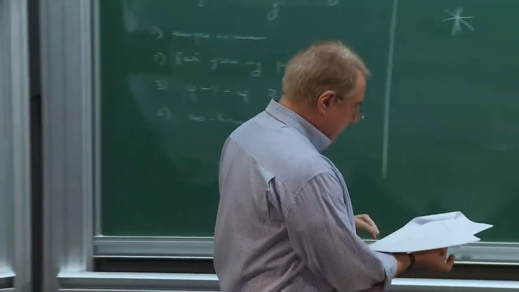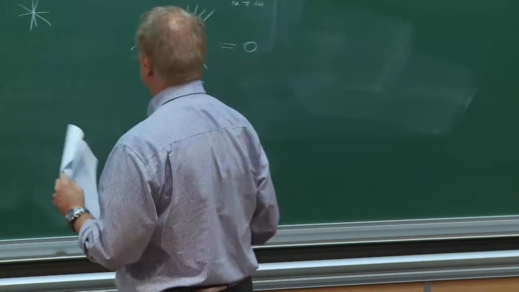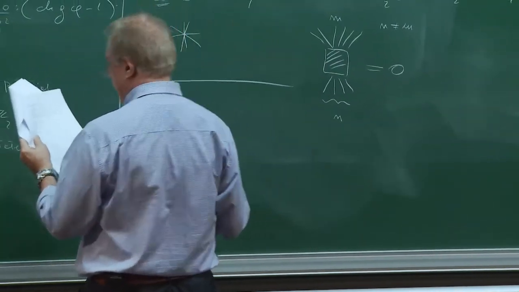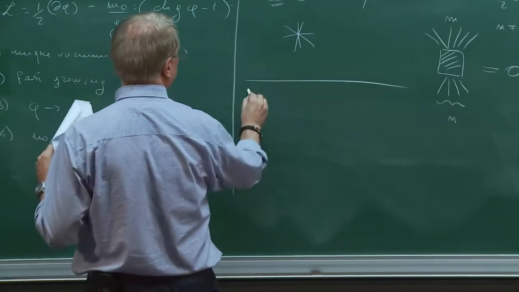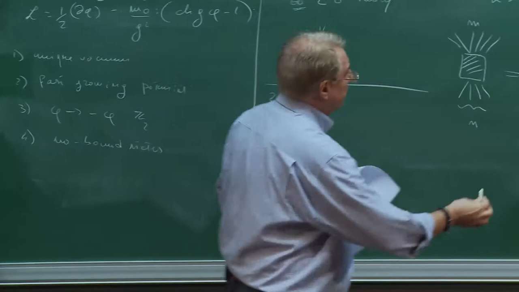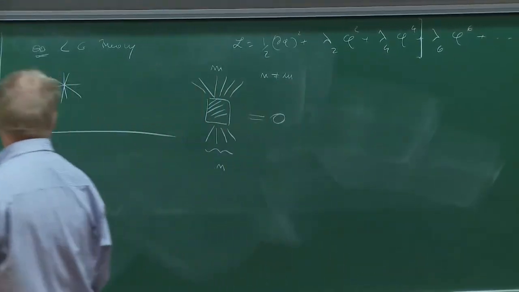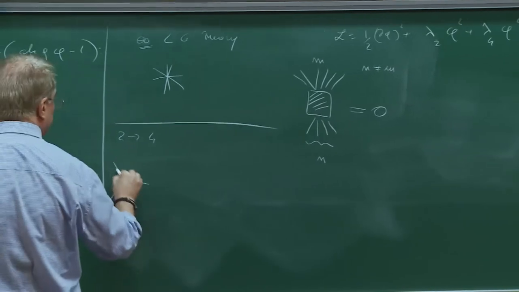And the story is extremely instructive, so let me just show you the simplest calculation. The simplest calculation is 2 going to 4. So imagine I have just phi to the 4th. Then 2 to 4 consists of the following graph.